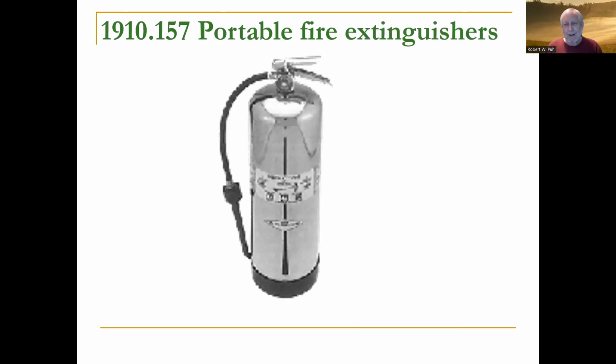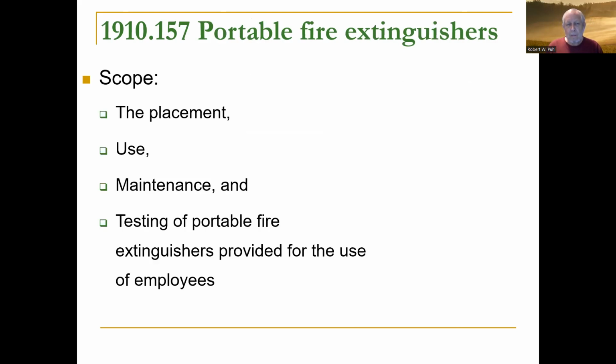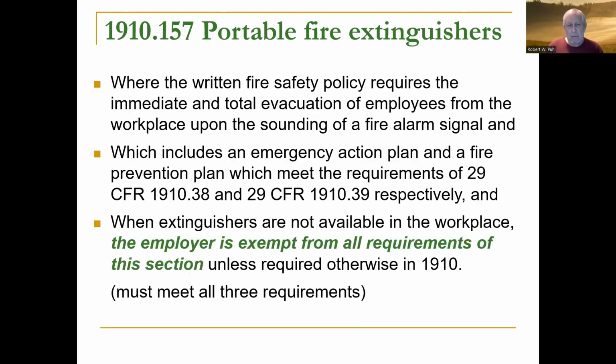1910.157 is called portable fire extinguishers. The scope of this standard is the placement, use, maintenance, and testing of portable fire extinguishers provided for the use of employees. Where the written fire safety policy requires the immediate and total evacuation of employees from the workplace upon the sounding of a fire alarm, and which includes an emergency action plan and the fire prevention plan, which meets the requirements of 29 CFR 1910.38 and 39 respectively, which we're going to talk about in the next video.